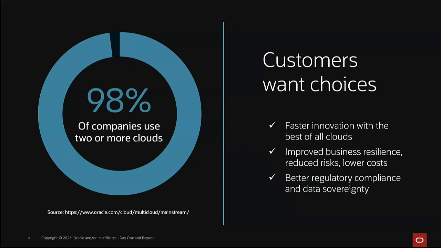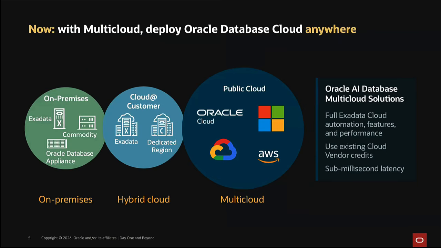I think we know by now that we have seen 98% of our customers are using two or more clouds, and some are using three and four clouds. And I know why. It's because you want choices. You want to be able to have faster innovation with all the best of the clouds. You want to be able to improve your business resilience, reduce risk, lower costs, and also, of course, regulatory compliance always comes into play. But I think the biggest reason about multi-cloud is the choice, your choice and flexibility to deploy the workloads where you need them.